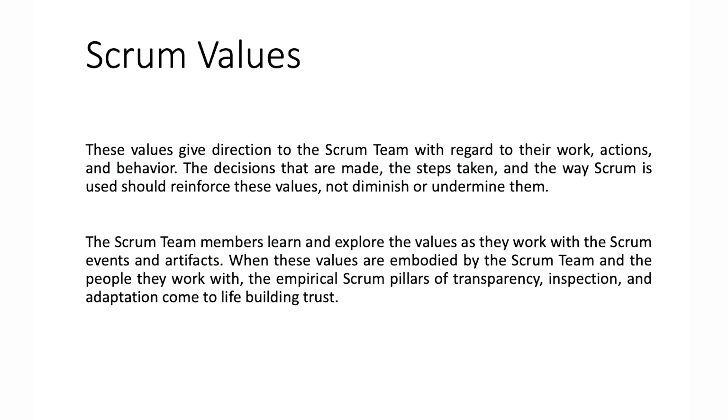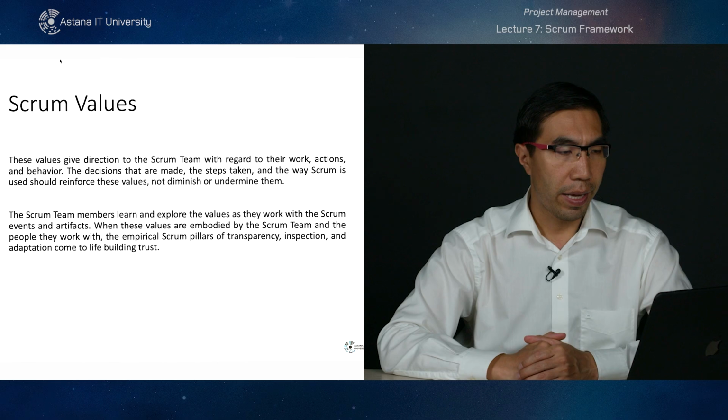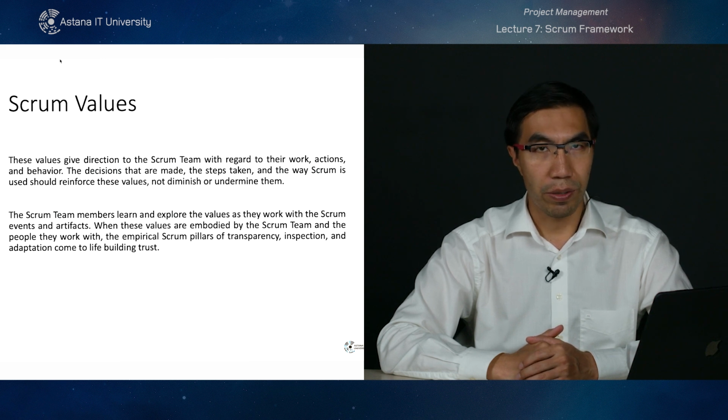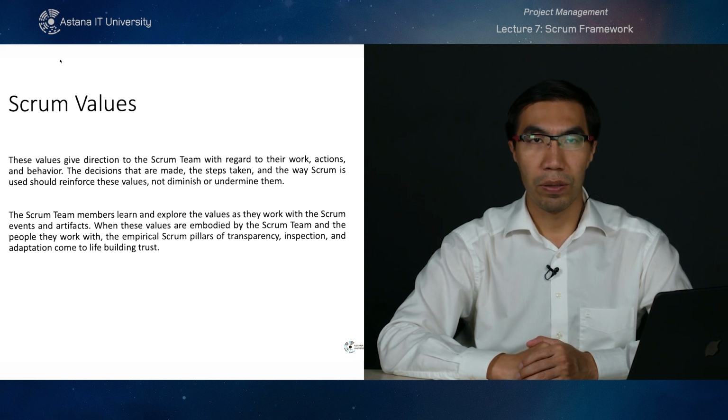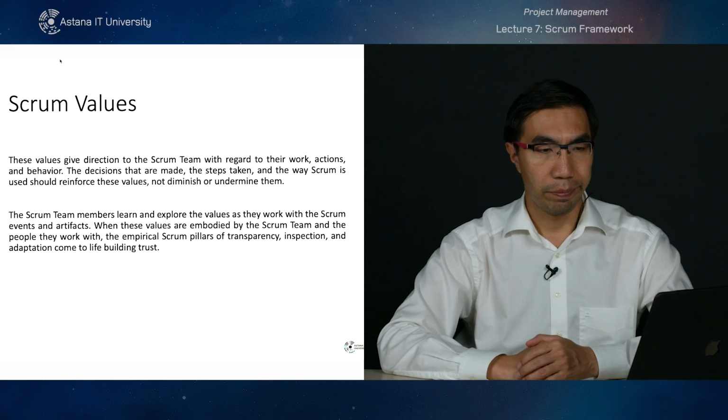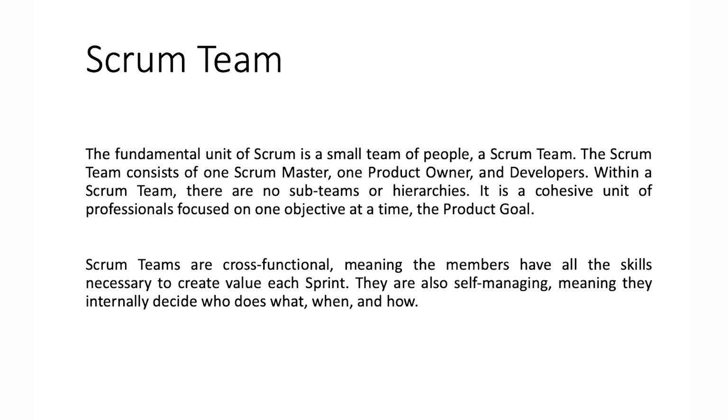So the Scrum team members learn and explore the values as they work with the Scrum events and artifacts. And when these values are embodied by the Scrum team and the people they work with, the empirical Scrum pillars of transparency, inspection, and adaptation come to life, building trust. Yes, so while working with a Scrum team, you need to think about an agile mindset that is based on Scrum values and Scrum pillars. Let's talk about the Scrum team.